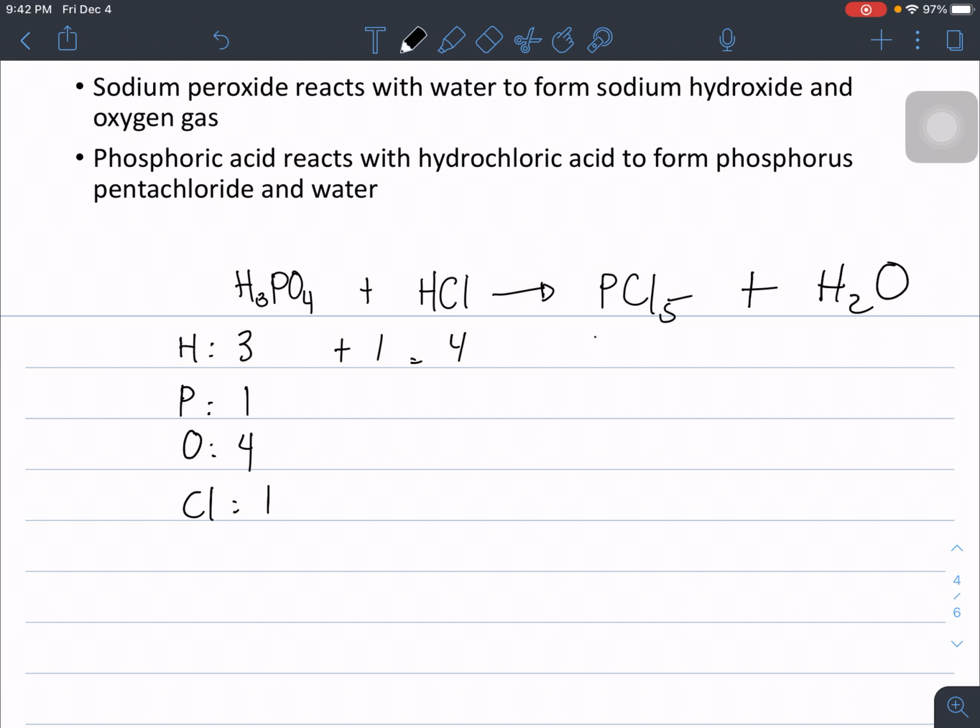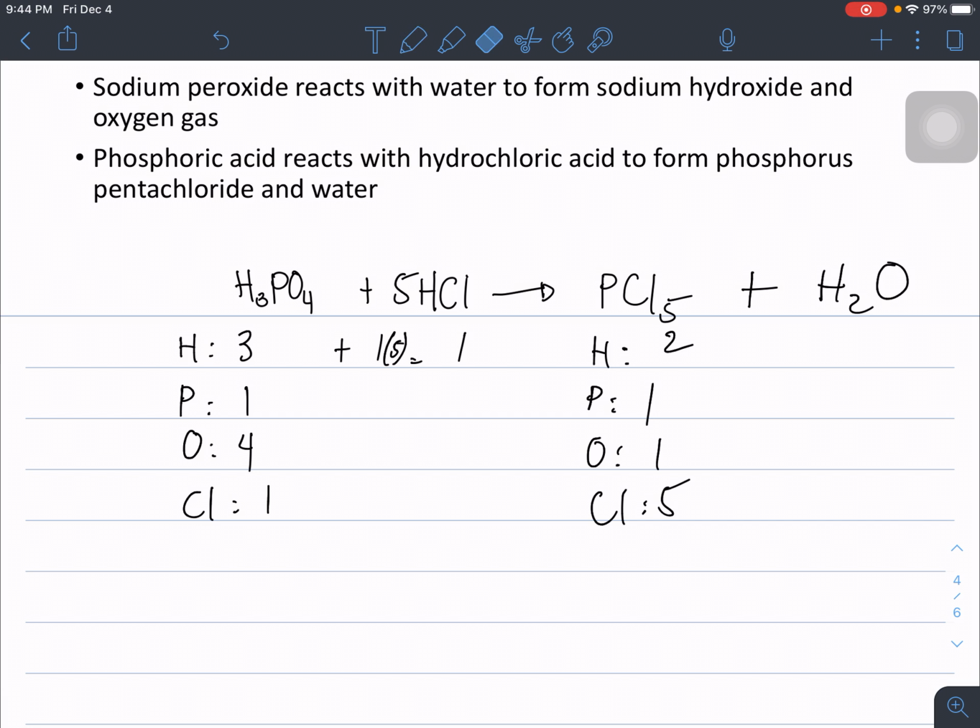On the product side, we have hydrogen 2, phosphorus 1, Cl 5, and oxygen 1, and chlorine has 5. Okay, so to balance this, I think I should place 5 on HCl, because this will be much easier when I first approach the odd numbers. Okay, so 5 HCl, so I will multiply 5 on the 1 atom hydrogen, so I will place 5 here.